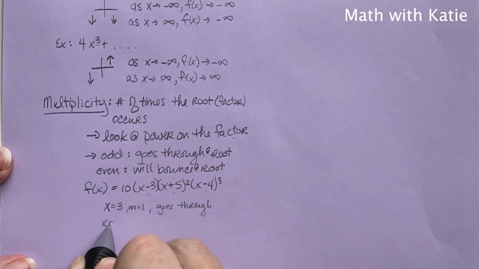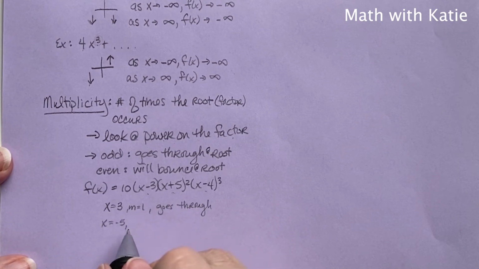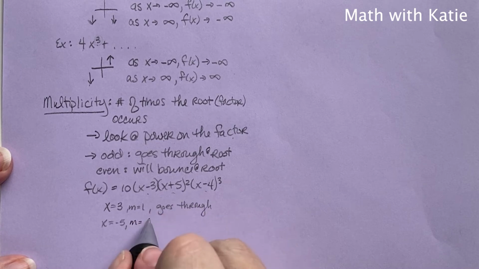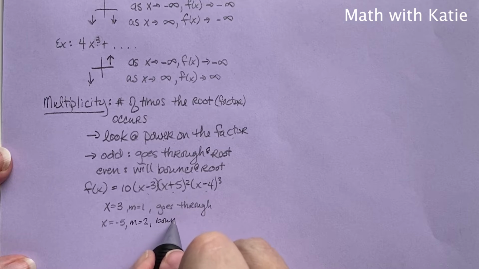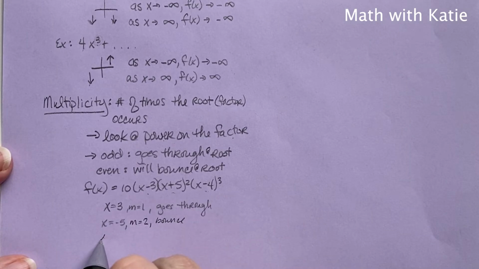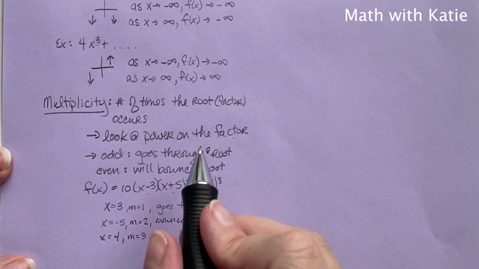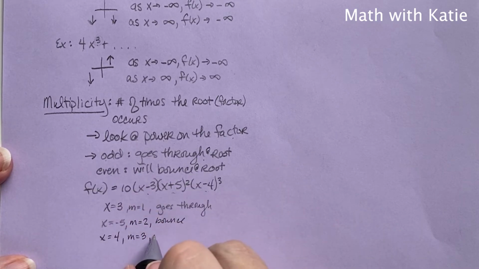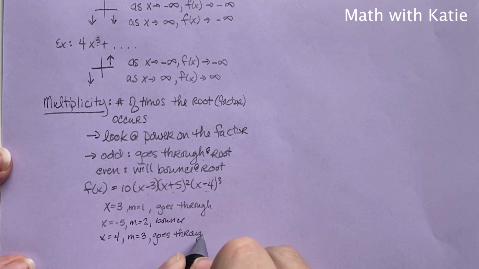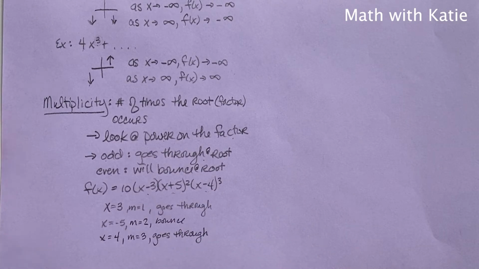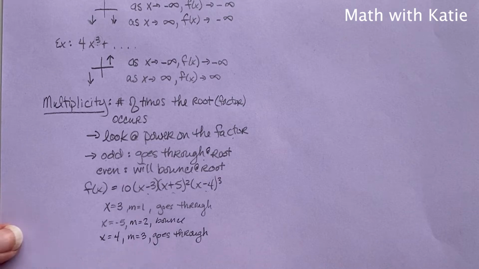Okay, at x equals negative 5, the multiplicity is 2. It's even, so it's going to bounce. Okay, at x equals 4, multiplicity is 3, which is odd, so it goes through. Okay, now we'll do a rough sketch of what our graph is going to look like.